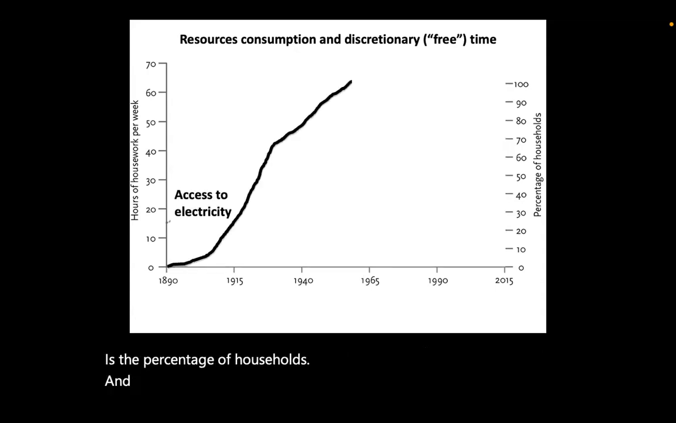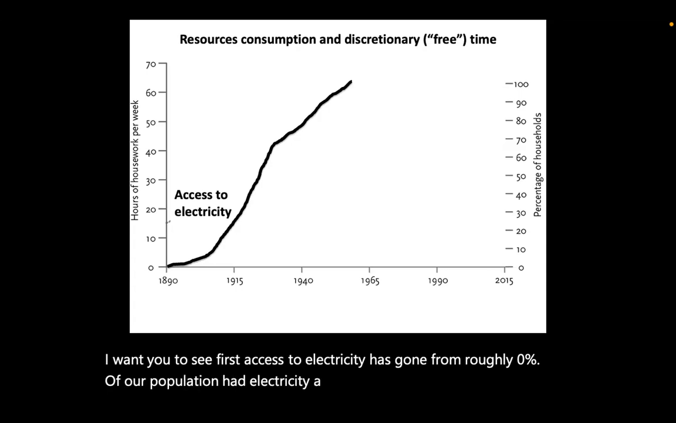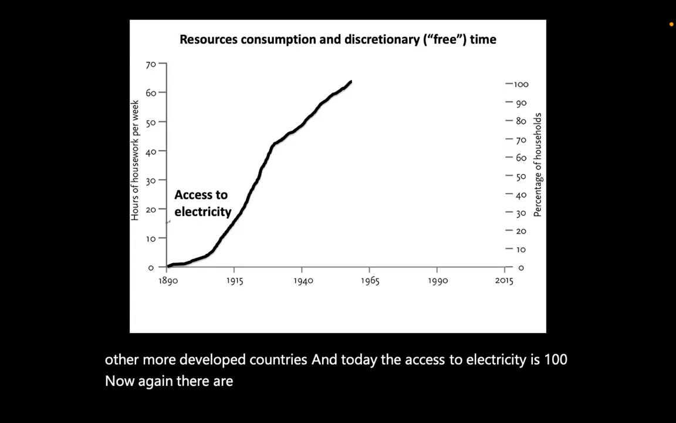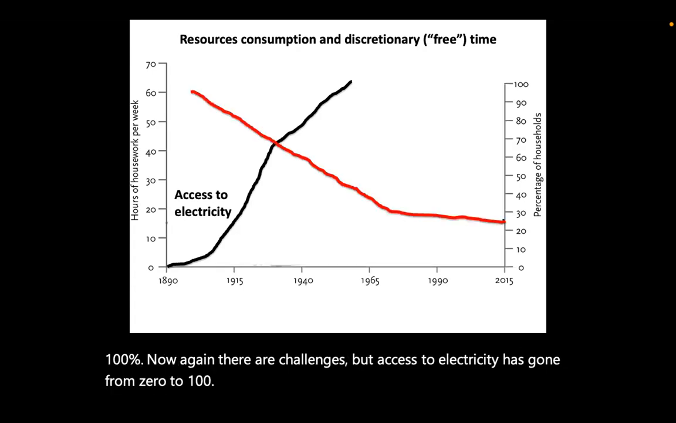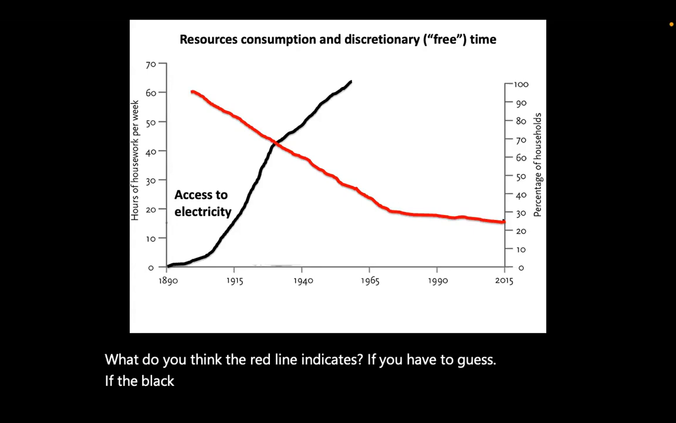And when you look at this, I want you to see first access to electricity has gone from roughly 0% of our population had electricity 100 years ago in the United States and other more developed countries. And today, the access to electricity is 100%. Now, again, there are challenges, but access to electricity has gone from 0 to 100. What do you think the red line indicates? If you have to guess. If the black line is access to electricity, the red line is housework.